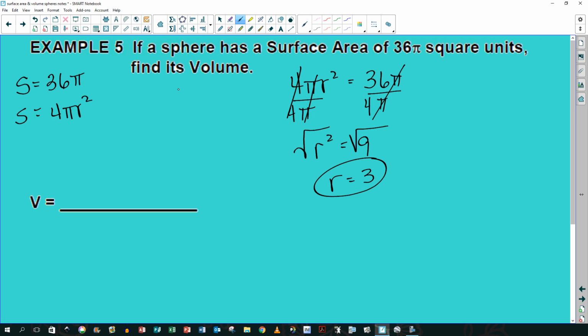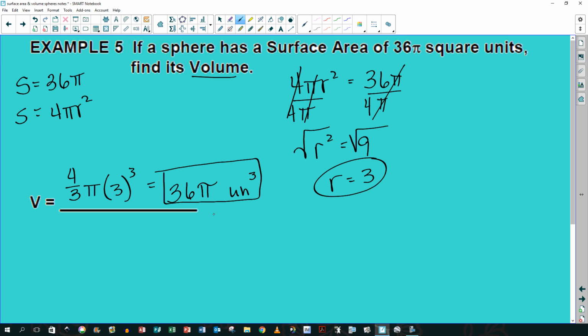Now that I know the radius, I can find the volume. 4/3 pi r cubed. 36 pi. 27, I think. I may have miscalculated that. Yep, 36 pi. And that would be units cubed. Questions?